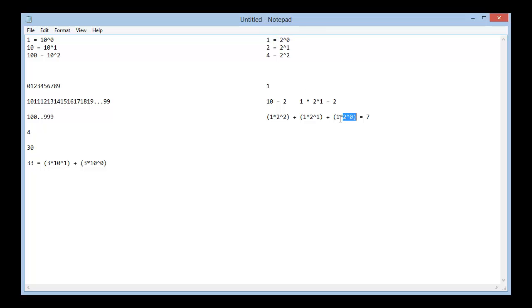So 2 to the 0 times 1 is 1. And then we have plus 2 to the 1, which is 2. 2 to the 1 times 1 is 2. Plus 2 to the 2. 2 to the 2 is 4. Times 1 is 4 again. So we end up with 1 plus 2 plus 4. 1 plus 2 is 3, plus 4, 7. That's how you end up with that.